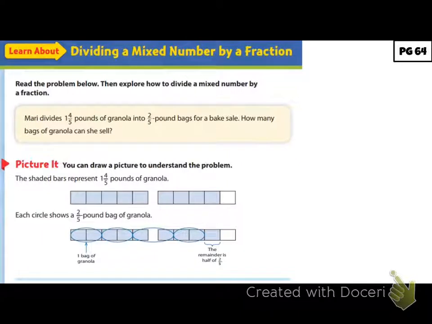A mixed number is this, okay, 1 4/5. That's how you would say that. So it's some whole number, 2 4/9 or something. That's a mixed number. So we're going to be looking at how do you divide that by a fraction.